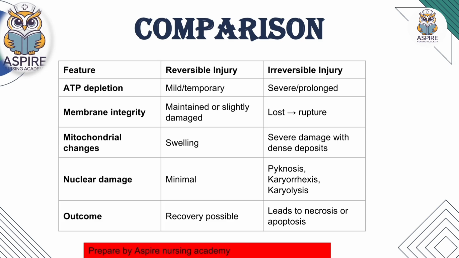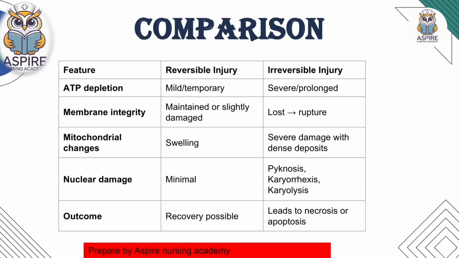2. Membrane integrity. In reversible injury, the plasma membrane remains intact or is only slightly damaged. It can still hold the cell together. But in irreversible injury, membrane integrity is lost. The membrane ruptures and the cell starts leaking contents, a sign of no return. 3. Mitochondrial changes. In reversible injury, we see swelling of mitochondria, but it's still repairable. In irreversible injury, there is severe mitochondrial damage, including dense calcium deposits, meaning the mitochondria are dead.